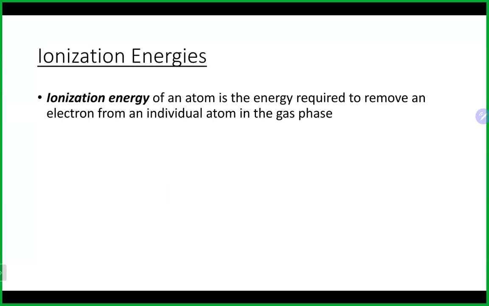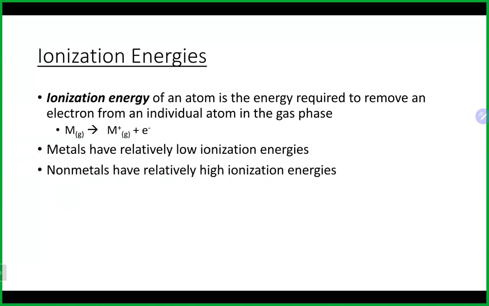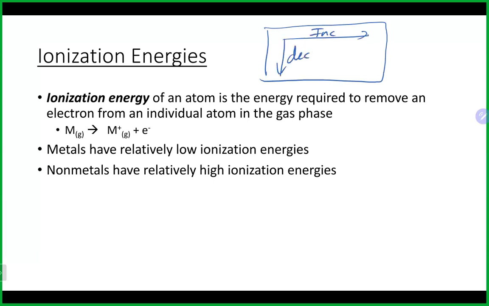Let's first talk about ionization energy. Ionization energy is the energy that's required to remove an electron from an atom in the gas phase. The general trend for ionization energy is that it increases as you go this way on the periodic table and decreases as you go that way on the periodic table. Metals have low ionization energy and nonmetals have relatively high ionization energy.